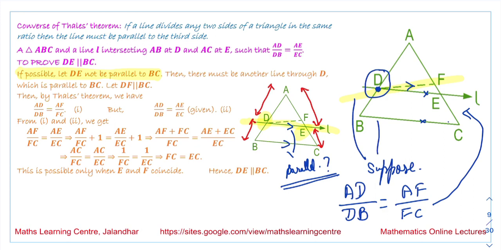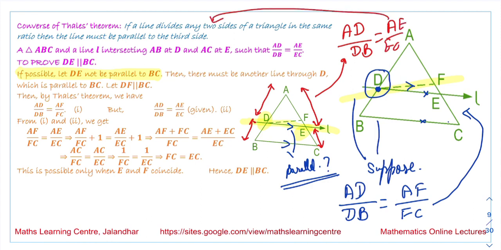Now what is originally given to us? It is AD over DB is equal to AE over EC. This thing is given to us. So if we compare both these equations, this is one equality, this is the second equality, the left hand side of both these equations are the same. So what we get is that the right hand side is also the same. So we get AE over EC is equal to AF over FC.